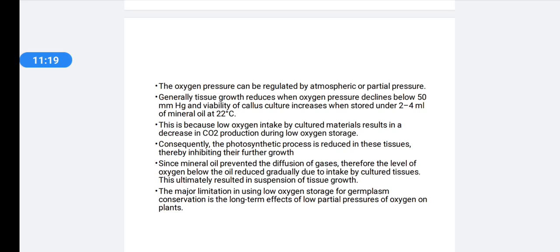The photosynthetic processes will also be reduced in these tissues, and it will also inhibit their further growth. The major limitation of this technique is the long term effects of low partial pressure of oxygen on the plants, because they can also prove detrimental for these plants.